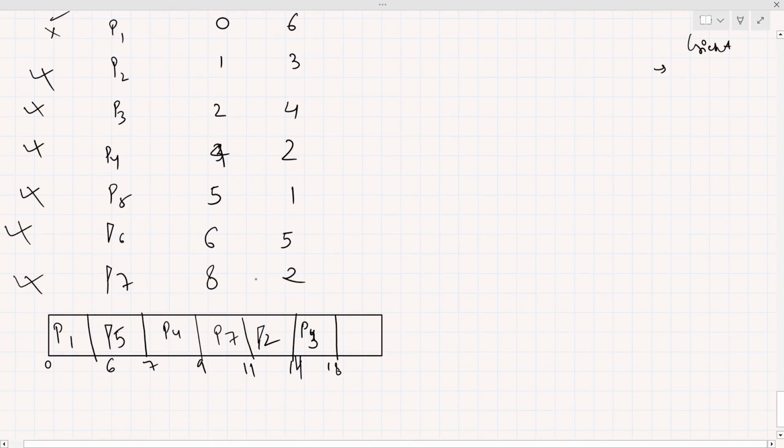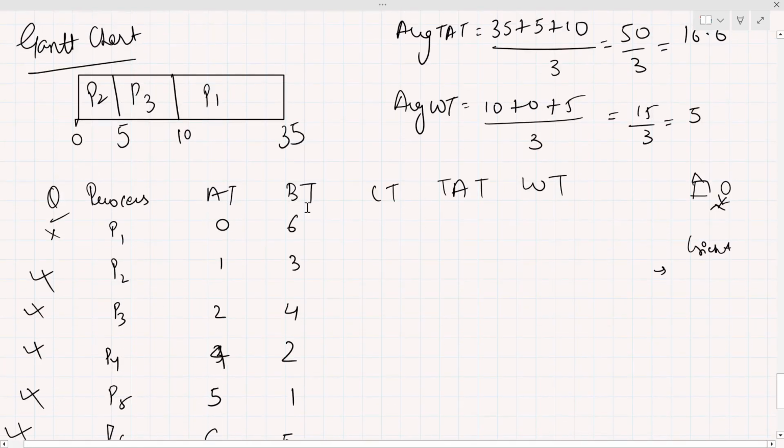After that, one process is left, which is P6. So P6 will get the CPU, and the burst time is 5. So 18 plus 5 becomes 23. So this is how the Gantt chart will form in SJF.